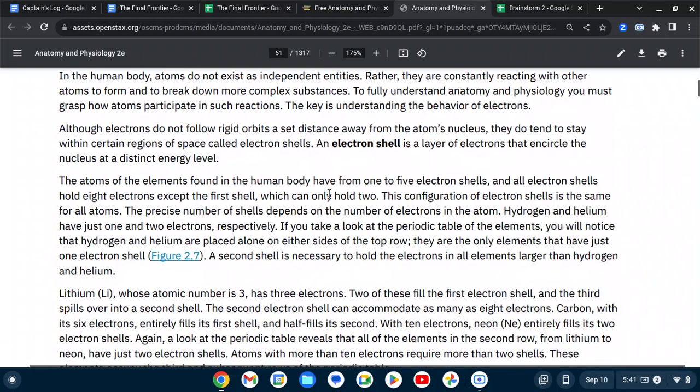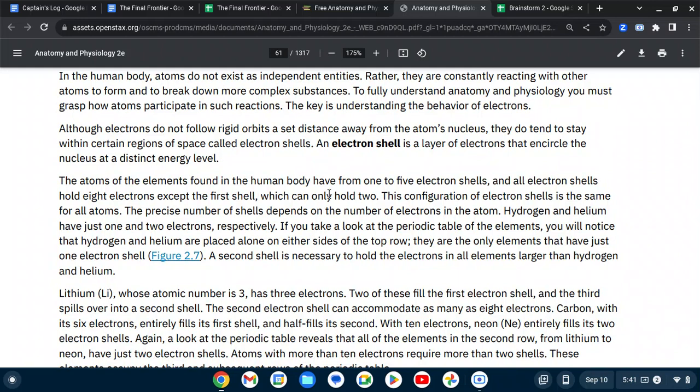The behavior of electrons. In the human body, atoms do not exist as independent entities. Rather, they are constantly reacting with other atoms to form and break down more complex substances. To fully understand anatomy and physiology, we must grasp how atoms participate in such reactions. Key is understanding the behavior of electrons.